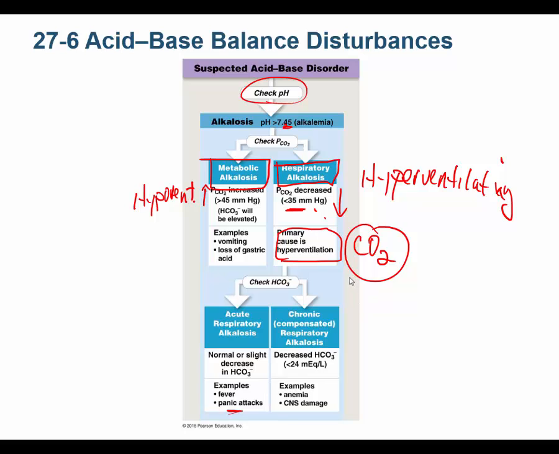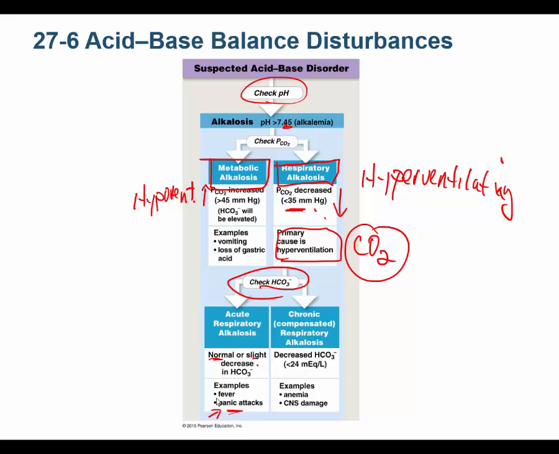Okay, but we don't know if it's acute respiratory alkalosis or chronic respiratory alkalosis. We have no idea. Check the bicarb. With acute respiratory alkalosis, my bicarb is normal. It says here it might be slightly decreased, but it's basically normal. What is this due to? Panic attacks. That's my hyperventilation. I'm acutely breathing fast because I think the plane's going to crash.